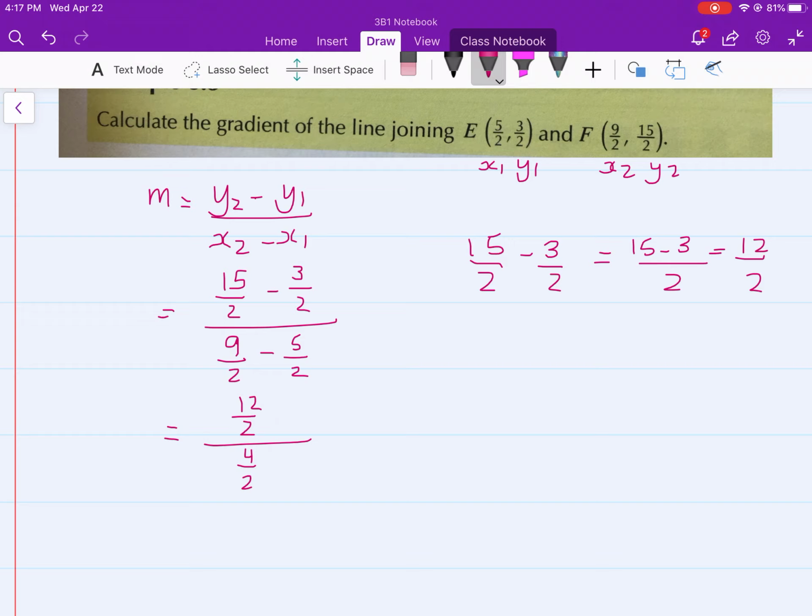12 over 2 is 6, so this gives us 6, and at the bottom I'm going to get 4 over 2, which is 2, and 6 divided by 2 is 3.